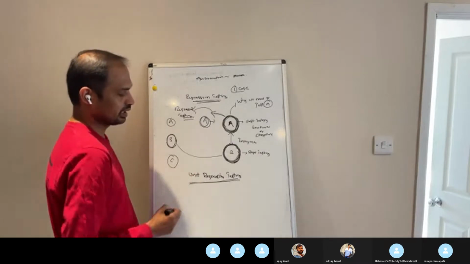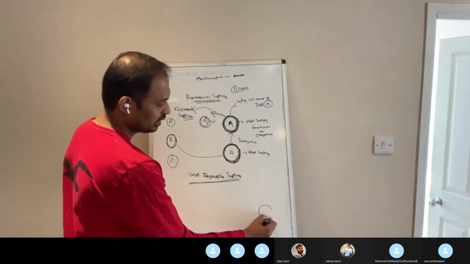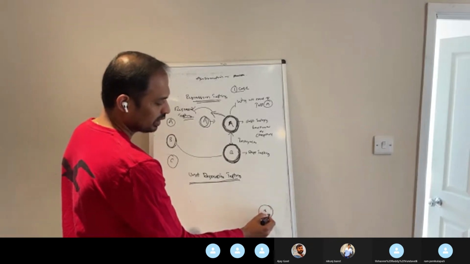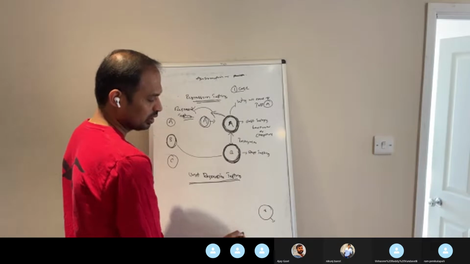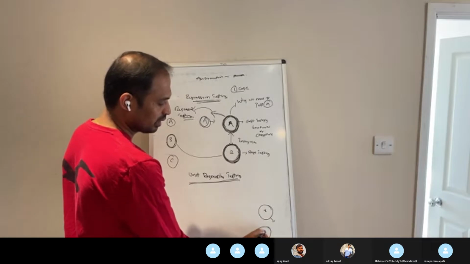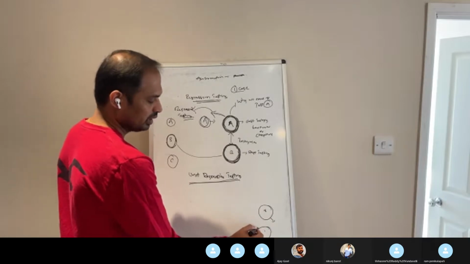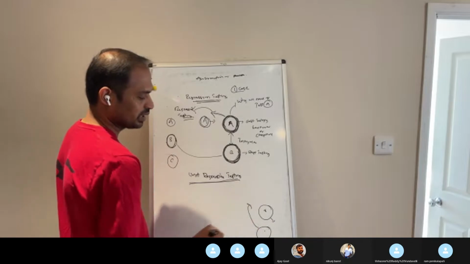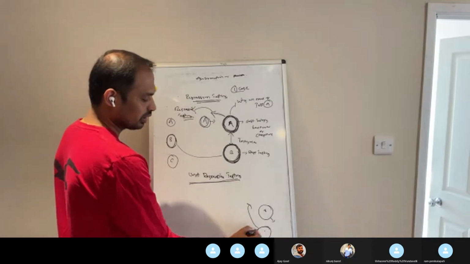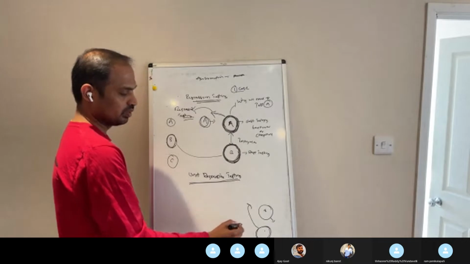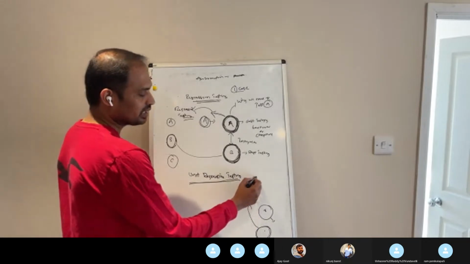Unit regression testing. When we do unit regression testing, we found a defect in A module. That defect has been fixed by the developers along with B, and it has been released to us to test. Once we got the release from the developers, what we are going to do is retest the defect.